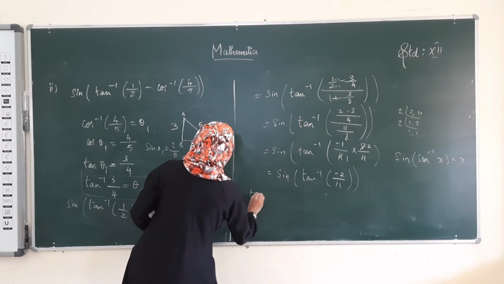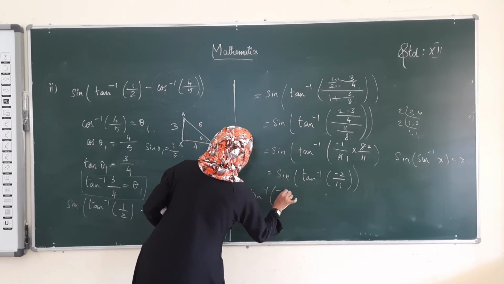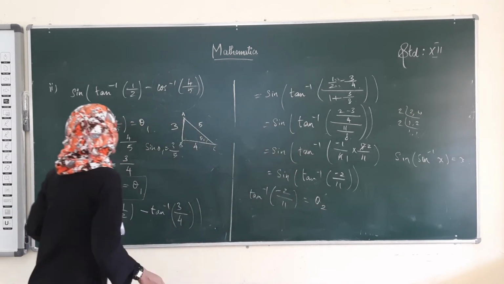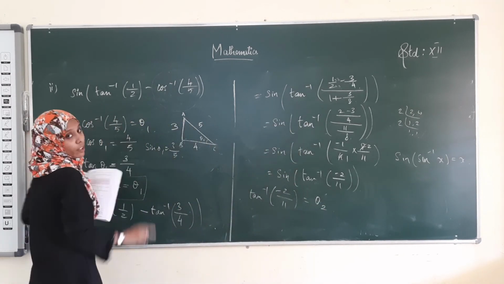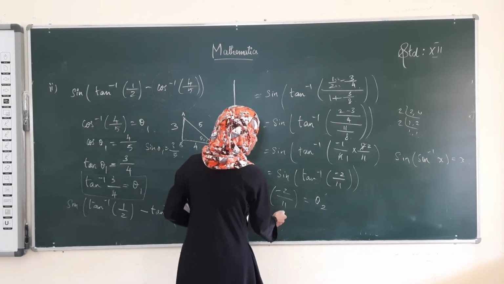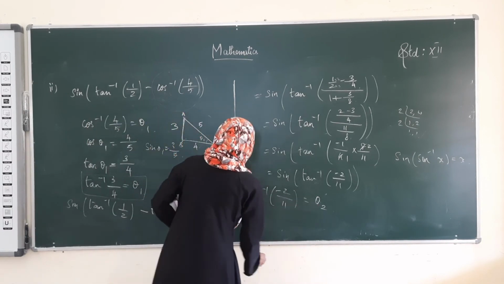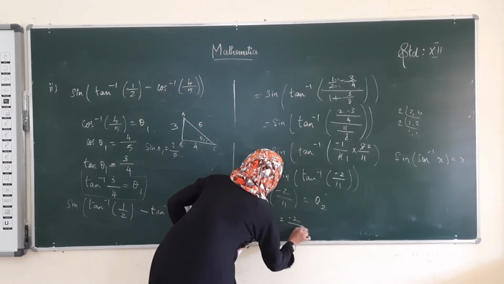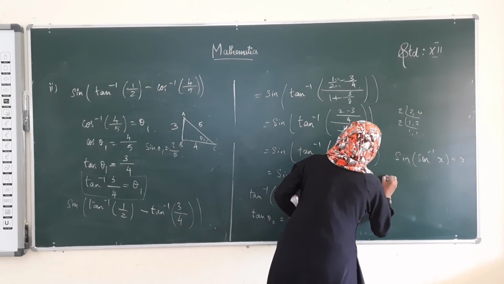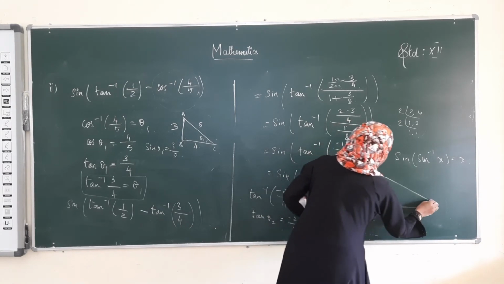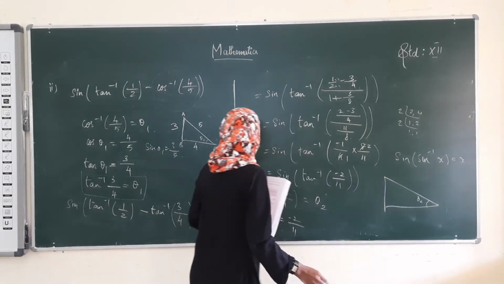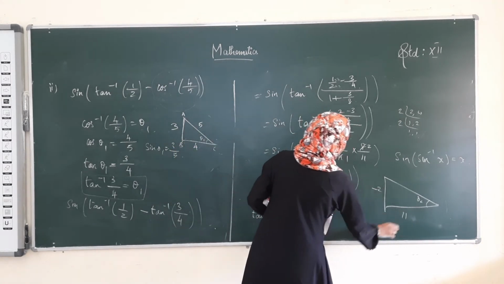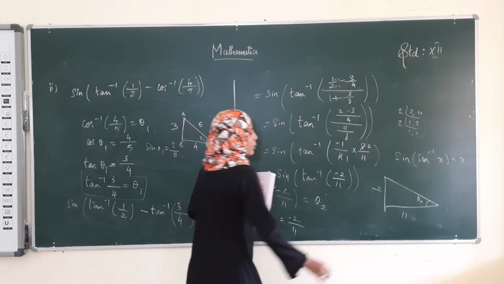For that, let us take tan inverse of minus 2 by 11 is equal to theta 2. Because we have taken theta 1 as cos inverse of 4 divided by 5. Therefore, we are taking tan inverse of minus 2 divided by 11 as theta 2. Then tan theta 2 becomes minus 2 divided by 11. Shall we draw the triangle? This is theta 2. Here it is tan theta 2, that is minus 2, 11. Okay, we have to know the hypotenuse.